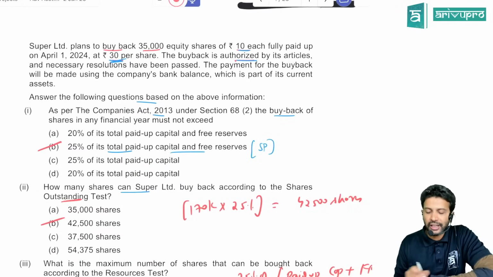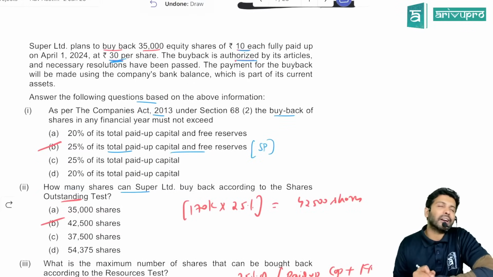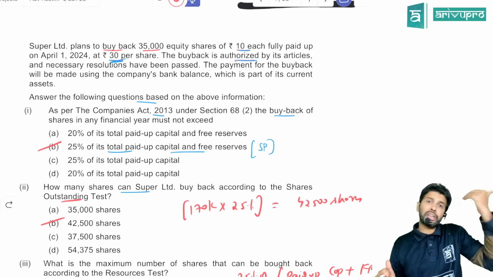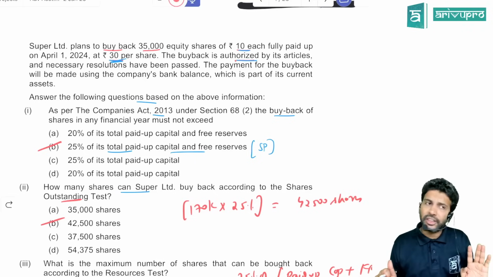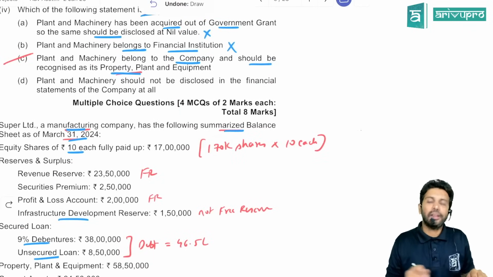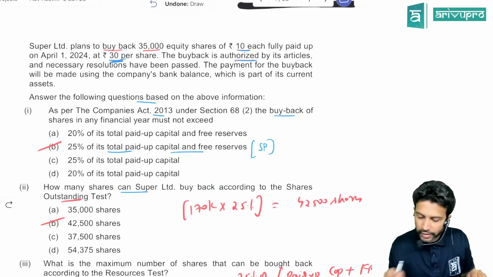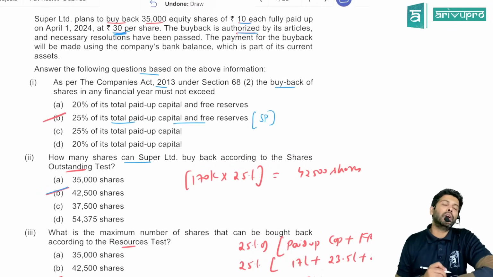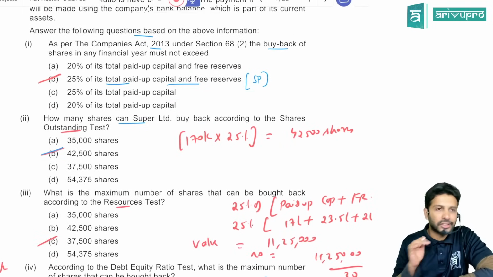How many shares can the company buy back according to the shares outstanding test? What does the first test, the shares outstanding test, say? Of however many shares you have, 25% you can buy back in the current year. How many shares does the company have? 1,70,000. If you take 25% of 1,70,000, how much are you going to get? 42,500. So that means B for Bengaluru is the right option for this MCQ.